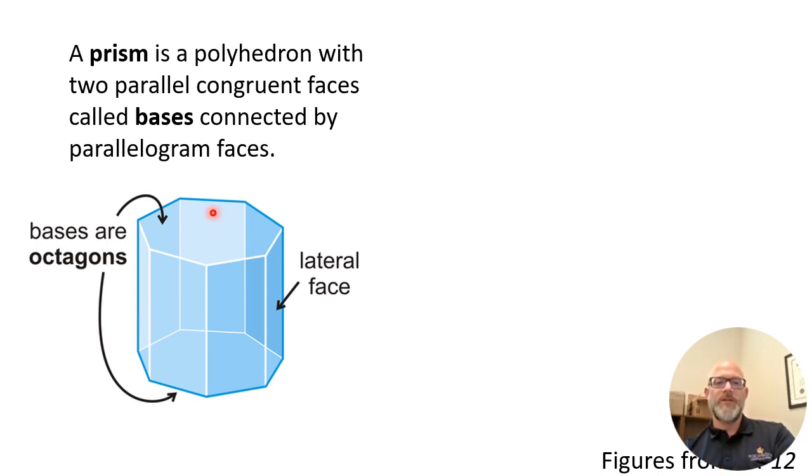It's a prism because it's got 2 congruent faces. In this case, they are octagons. See the octagon on the top and the bottom? Those are the bases. There's 2 of them for every prism. And they're connected by these other faces, these lateral faces, which are parallelograms. In this case, they're rectangles.